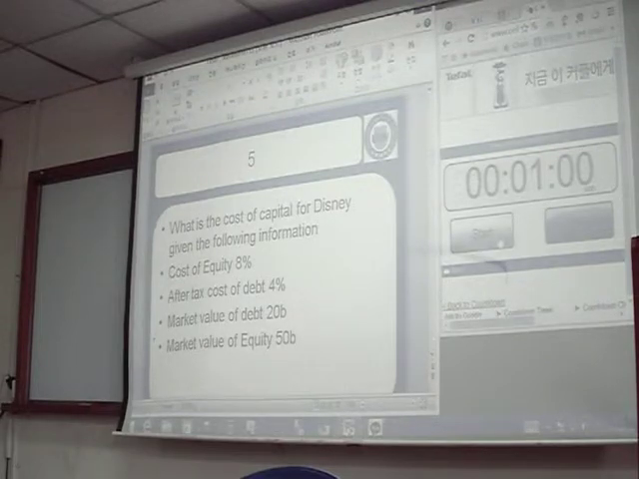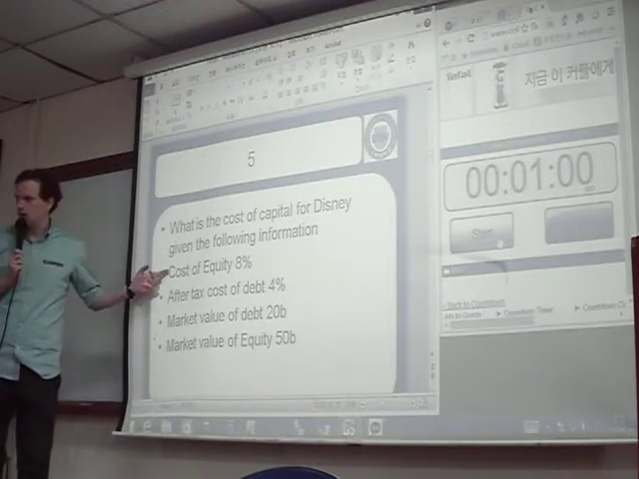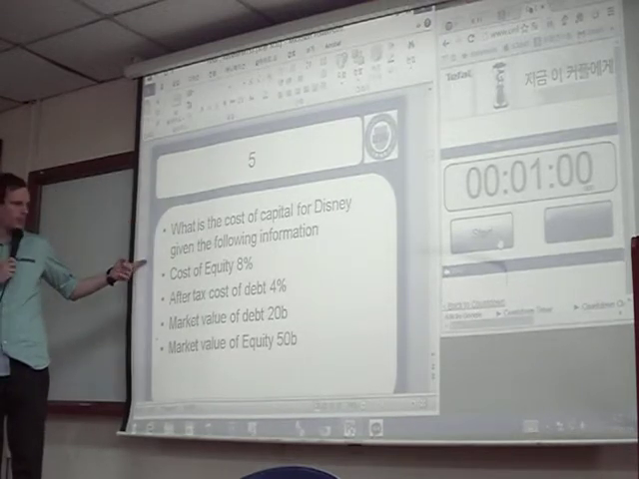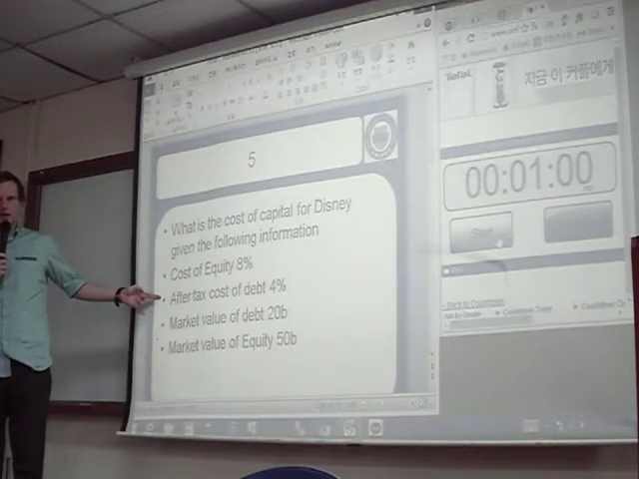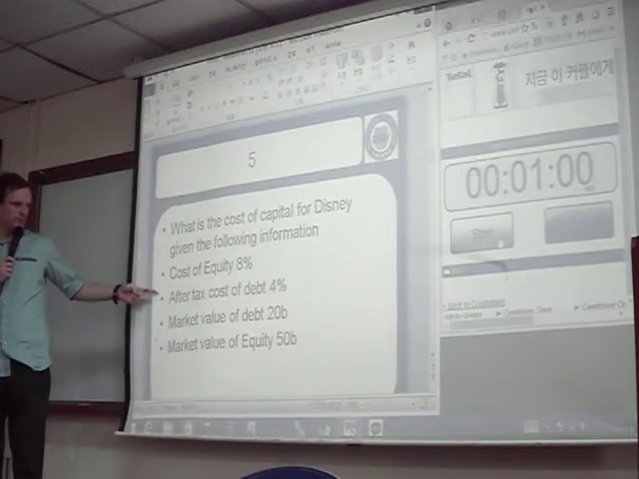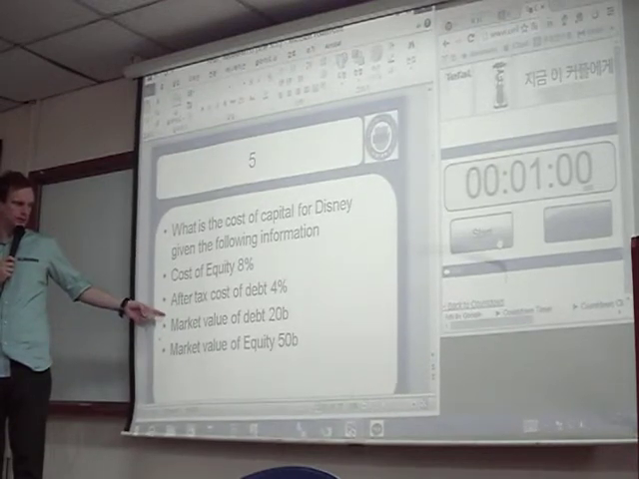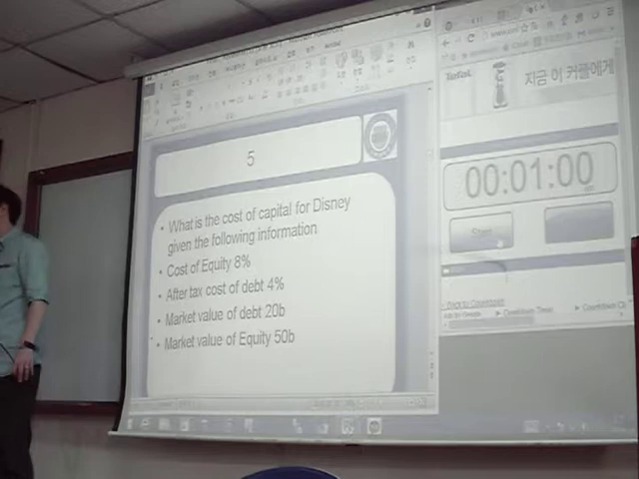What is the cost of capital for Disney, given the following information? So calculating cost of capital. Their cost of equity is 8%. Their after-tax cost of debt is 4%. Market value of debt is 20 billion. Market value of equity is 50 billion.